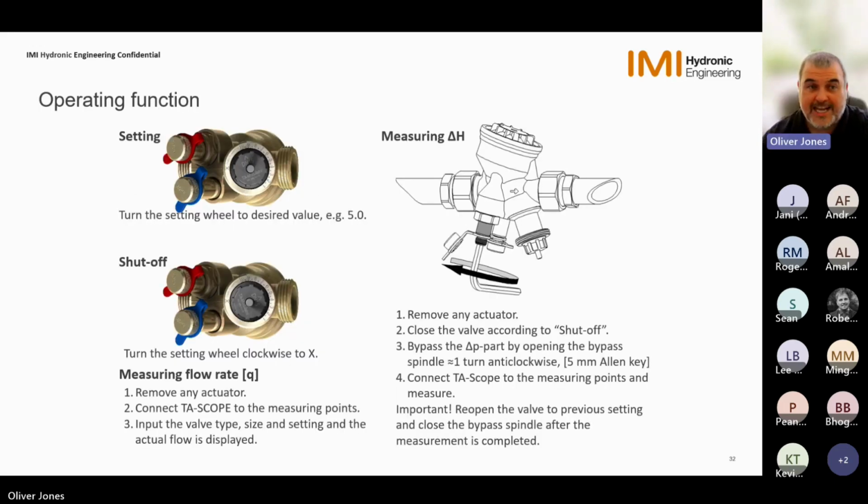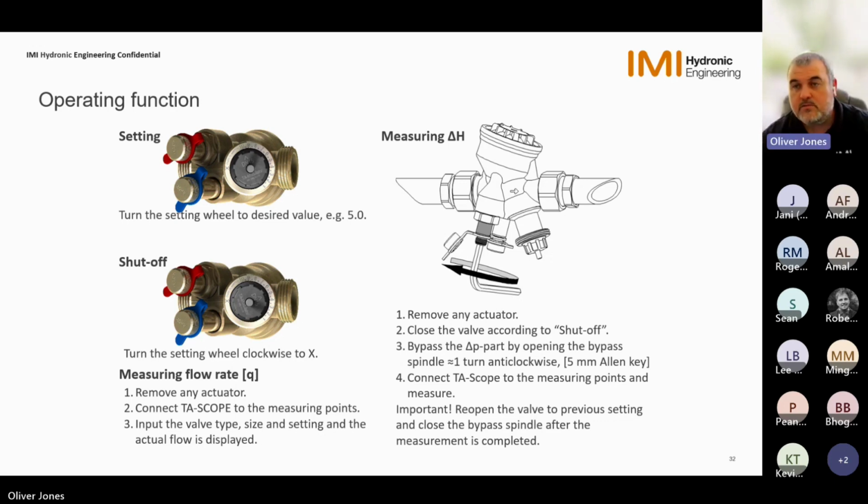So our operating function, again, if we're setting mechanically, we can turn the hand wheel to setting 5, and that's it. For a shut-off purpose, we go a clockwise turn past 1 to X, and that will completely isolate the valve.